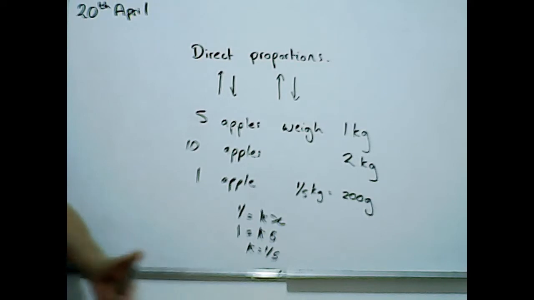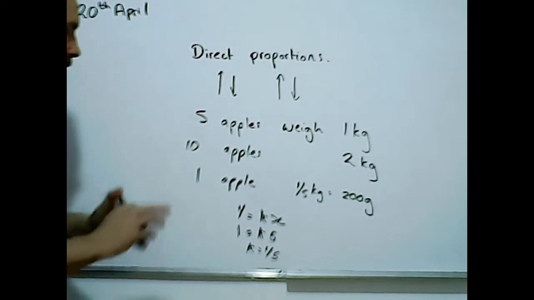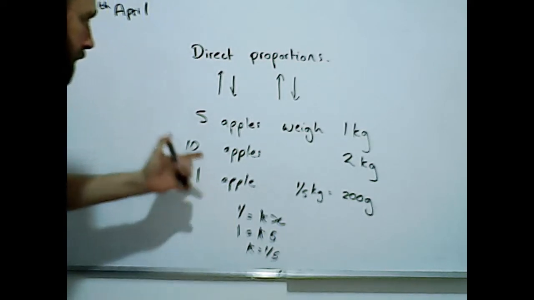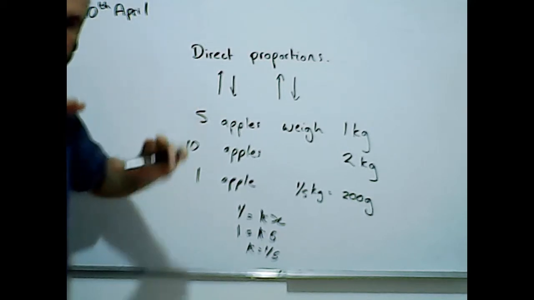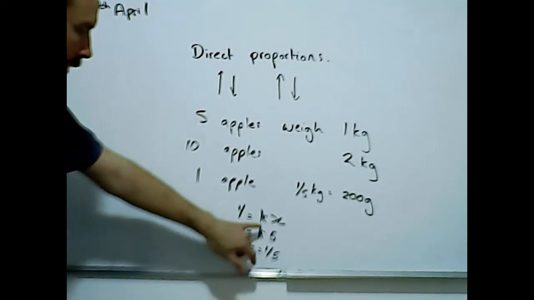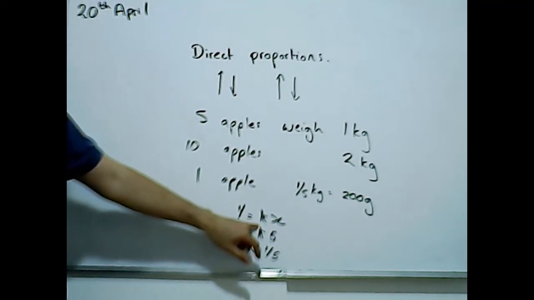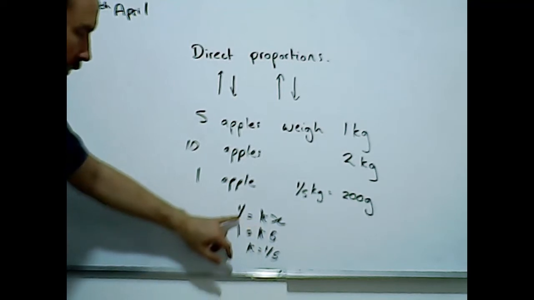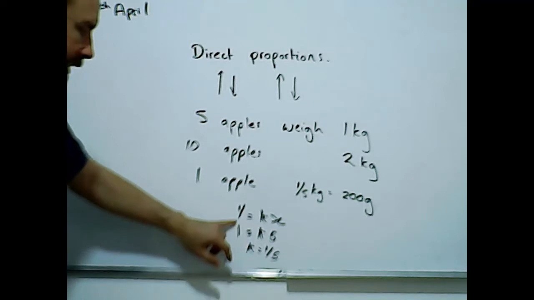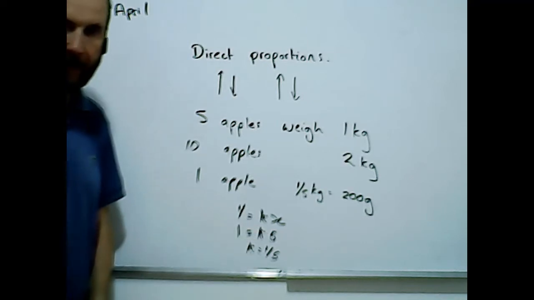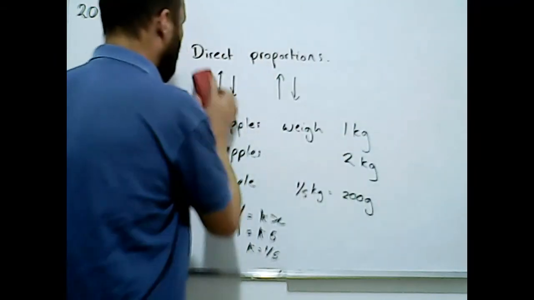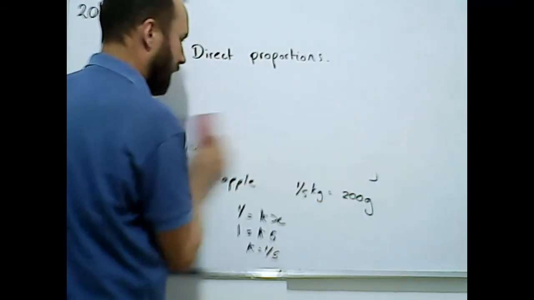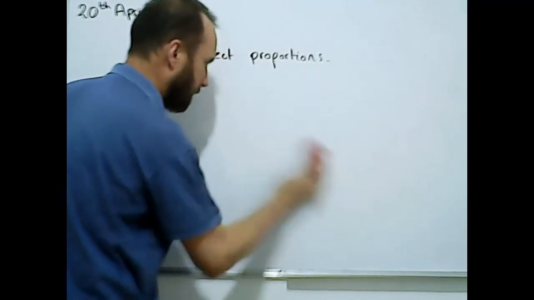Sorry if I went a bit small at the bottom there. But basically with direct proportions, when one goes up, the other one goes up. When one goes down, the other one goes down. We have a constant k, and the formula for direct proportionality is y equals kx. Okay? So let's take this off and we'll have a quick look at inverse proportions.